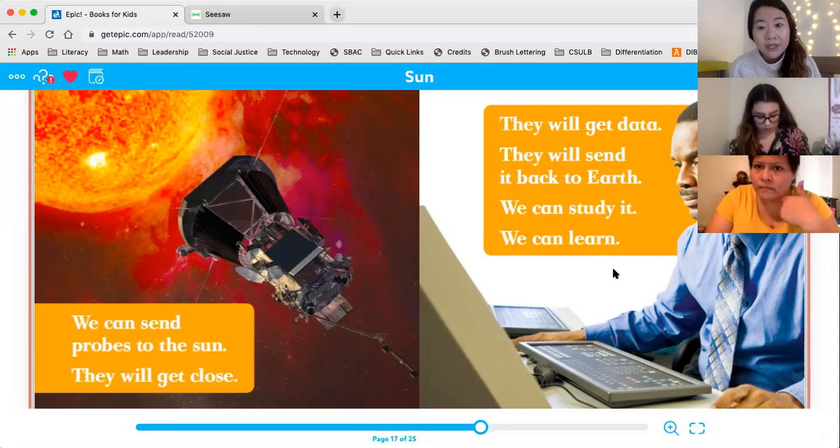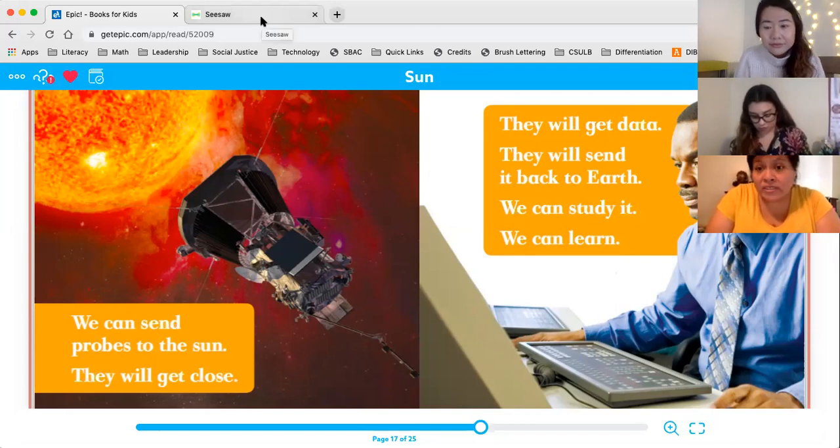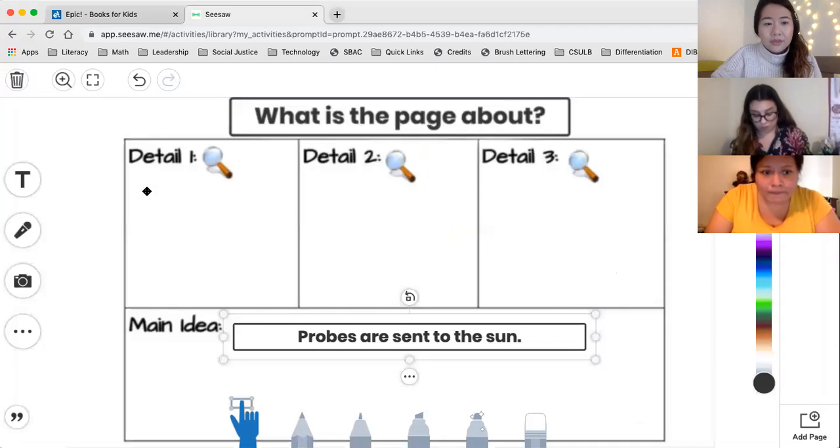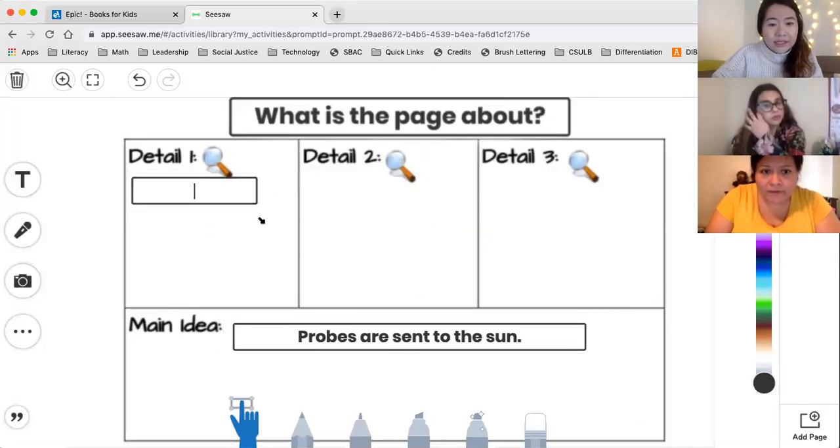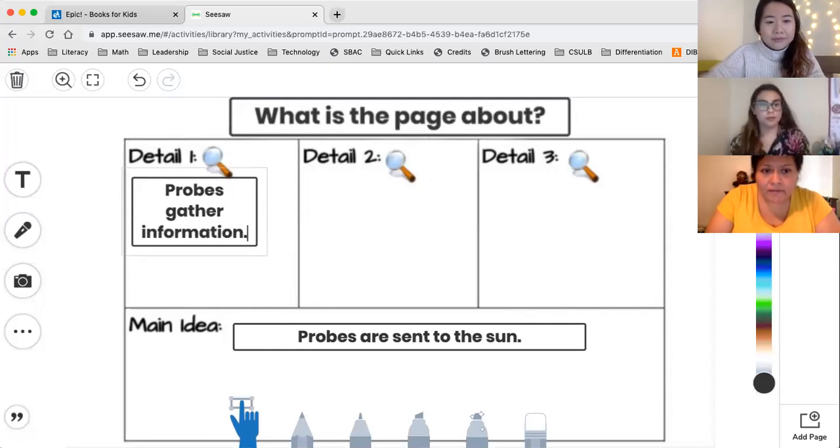And it's okay to reread the text. I do that all the time. Ms. Rosales? I was going to say probes gather information. Ooh, I like that. And again, I love that it's in a complete sentence. Probes gather information.